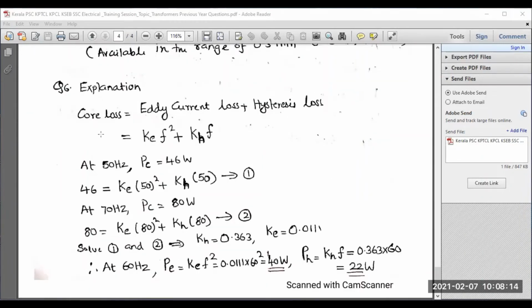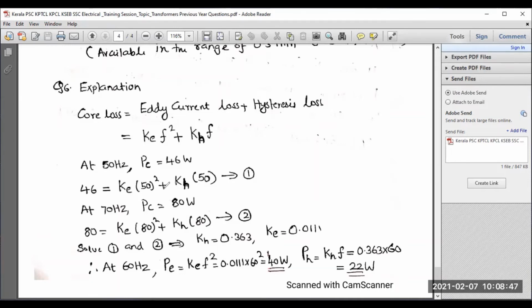The core loss formula I have given: KE into F square plus KH into F. At 50 hertz, the core loss is equal to 46. Therefore, I can write 46 equal to KE into 50 square plus KH into 50. Kindly call this the first equation. At the second condition, at 70 hertz, the core loss is equal to 80 watts. So you can note down 80 is equal to KE into 70 square plus KH into 70. Call it the second equation.